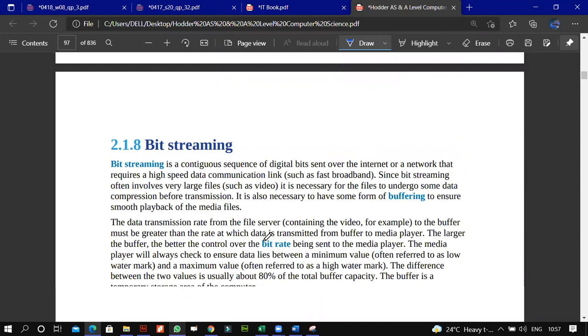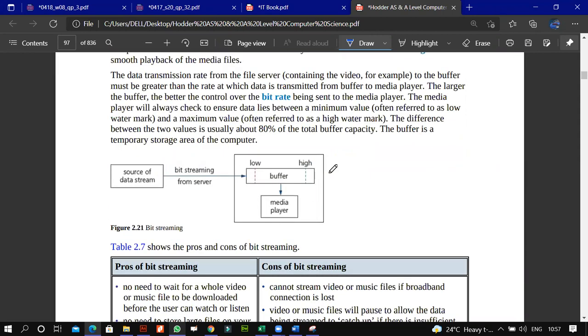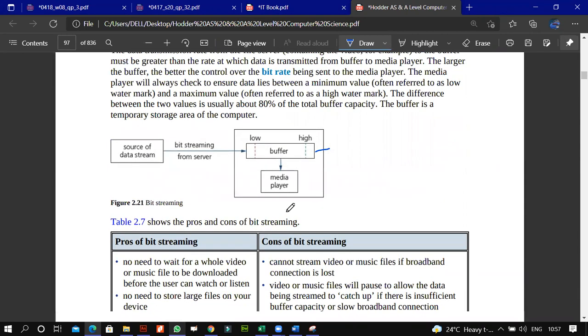Bit streaming, we talked about bit streaming. With bit streaming, the buffer should fill up. The bits that are coming in from the server get filled up in the buffer before they play to the media, so that we constantly keep on seeing the video as it plays on.